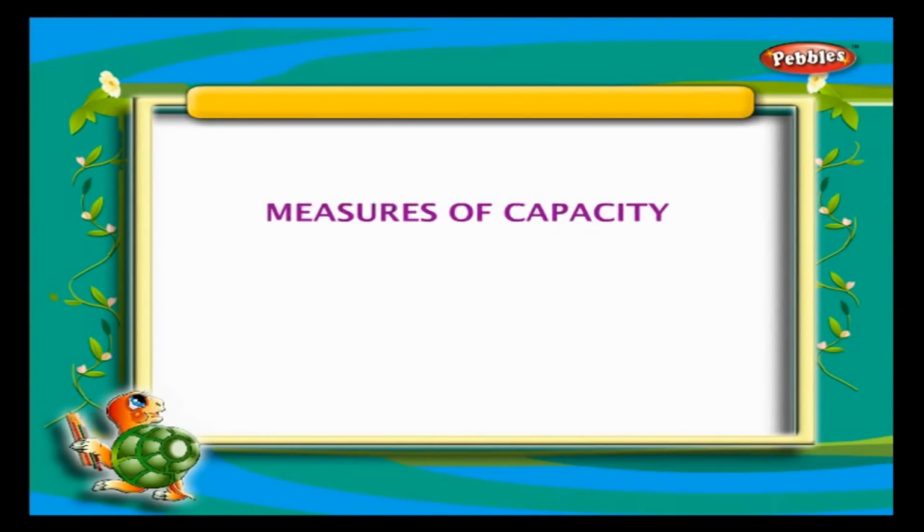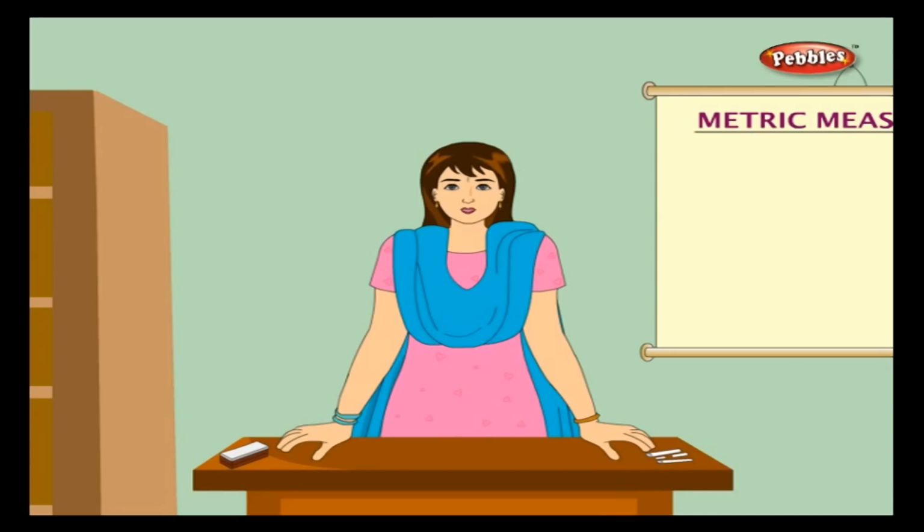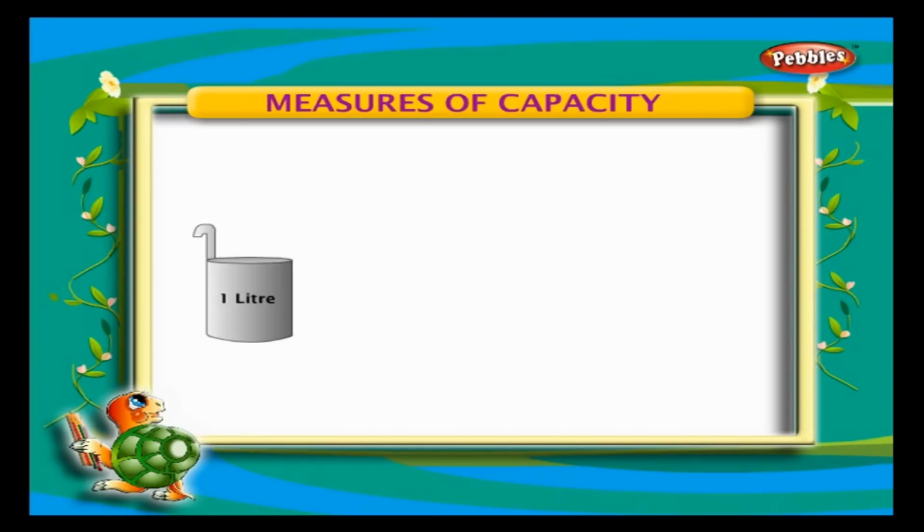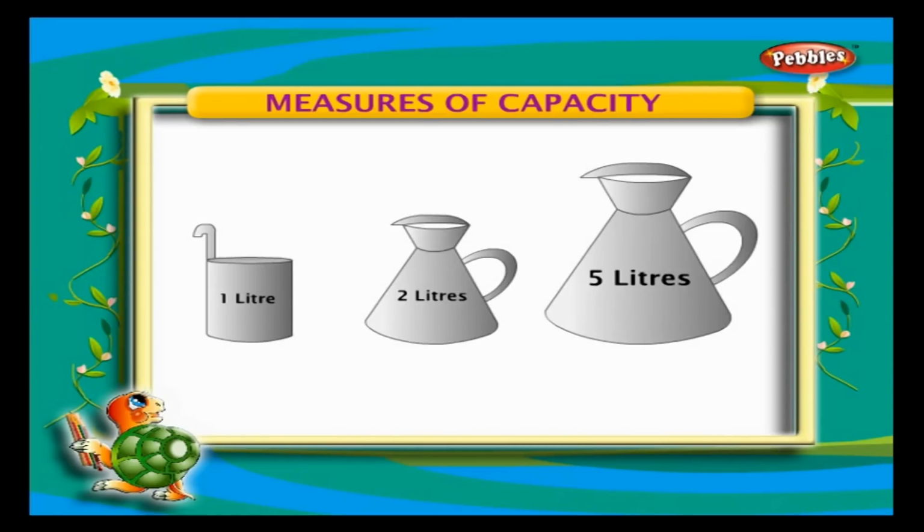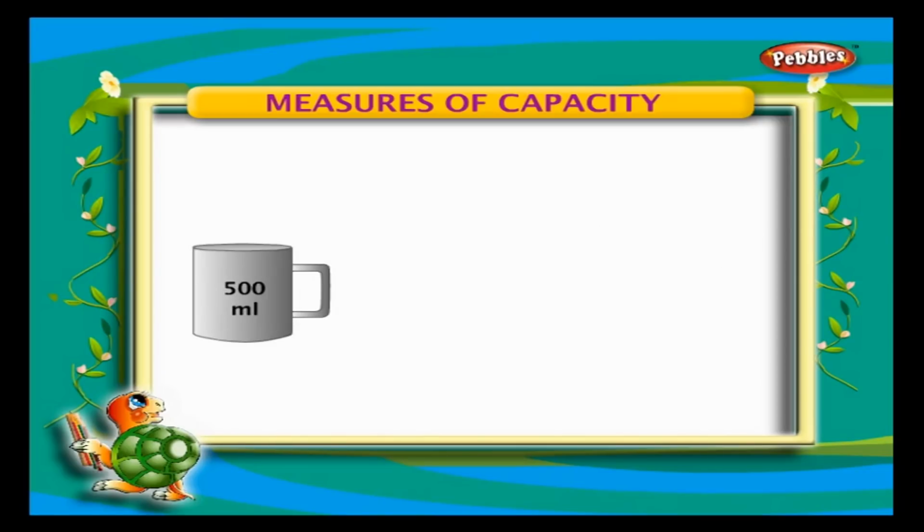Measures of capacity. Liquids like milk, oil and water are measured in liters. Liters is the unit of liquids. Large quantities of liquids are measured in liters and small quantities are measured in milliliters. The measure cups are generally in 1 liter, 2 liters, 5 liters and so on to measure liquids in large quantities. The small measure cups are in 500 milliliters, 200 milliliters, 100 milliliters and 50 milliliters.